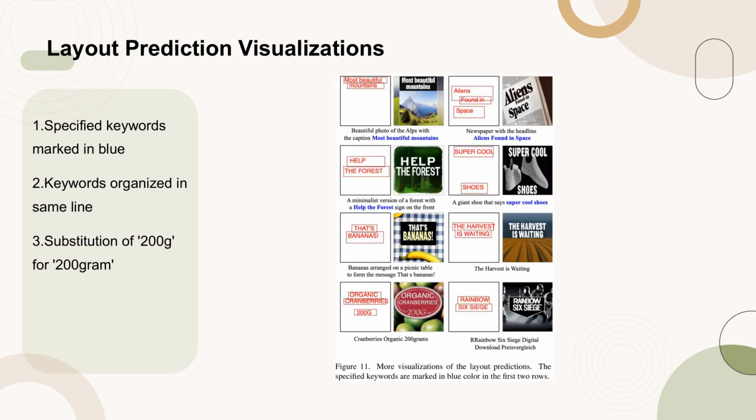Figure 11 presents additional visualizations of layout predictions. The specified keywords are highlighted in blue in the first two rows. The language model demonstrates its ability to organize these keywords, placing related ones in the same line and generating visually appealing layouts. Notably, the final row of predictions includes substitutions not present in the original prompt, such as 200G for 200 gram, showcasing the model's logical interpretation and flexibility in layout planning.